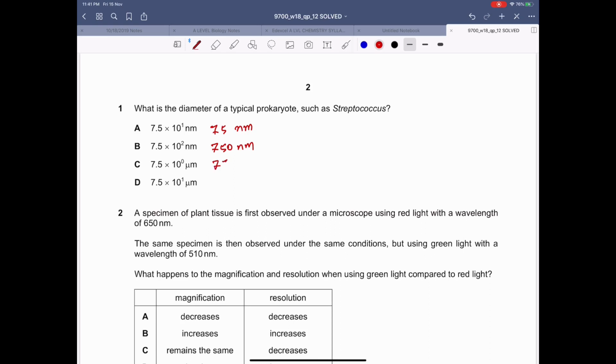The third one, which is 7.5 into 10 to the power of 0 micrometer, would stand out to be 7500 nanometer, and the last one would be 75,000 nanometer. Okay, so the diameter of a typical prokaryote is 7.5 into 10 to the power of 2 nanometer, or 750 nanometer. So option B.